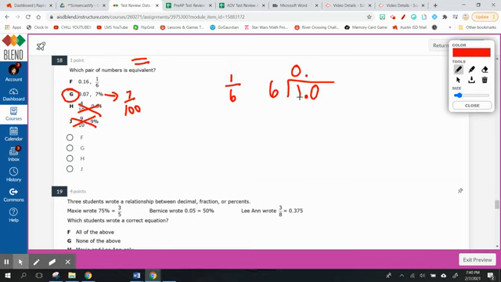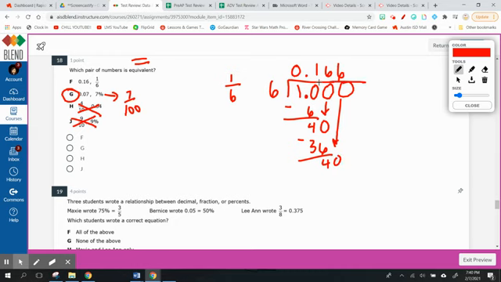6 goes into 10 one time. Add a 0, bring it down. 6 goes into 40 6 times. That's 36. Do you see a pattern here? Aha, it's never going to end. So it's actually super, super close, but it's not exact, because the 16/100 ends. 1/6 as a decimal is going to go on forever. It's never going to end. So they're not equal. They're very close, but not exactly.